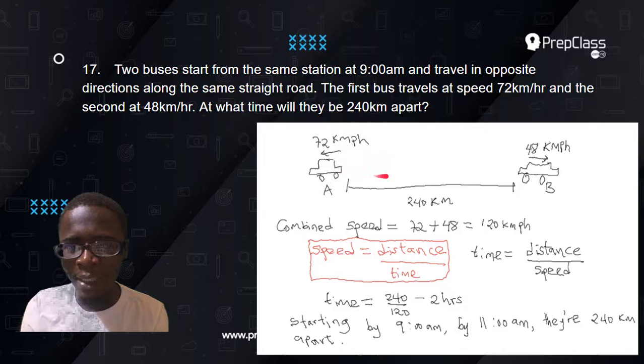So it implies that they are going to be separating at a faster speed. So the distance between them is going to be covered at a faster speed. It's just like two machines working on a piece of farmland at different rates.